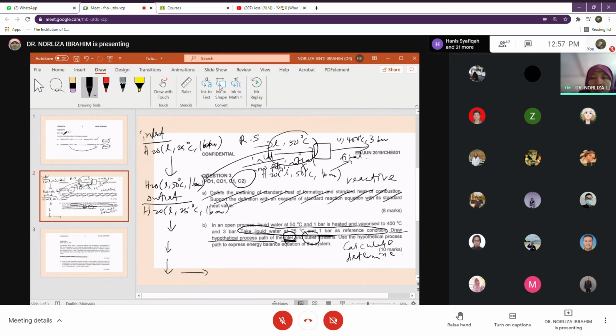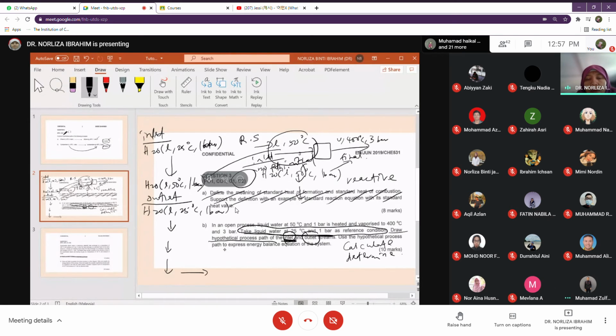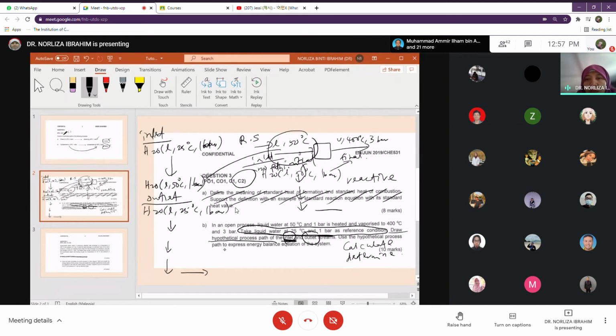You start from the inlet condition because you chose it as the reference state. You increase to 100 degrees C, the first step. The second step, you change the phase. The third step, you increase to 400 degrees C, and the last step, increase the pressure. So it will be the same path as using 25 degrees C as the reference state. It's actually the same. But here, as I mentioned, the reference state is already given. So for the inlet you have 1, for the outlet you have 4.